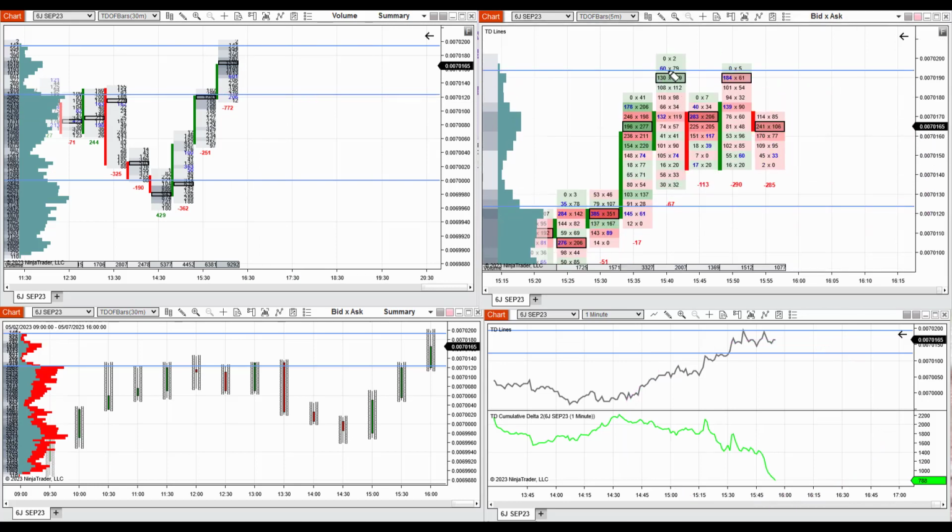What I like here is how the price reacted to this node on the 5-minute footprint. This was the reaction, boom. So it held as it was supposed to.